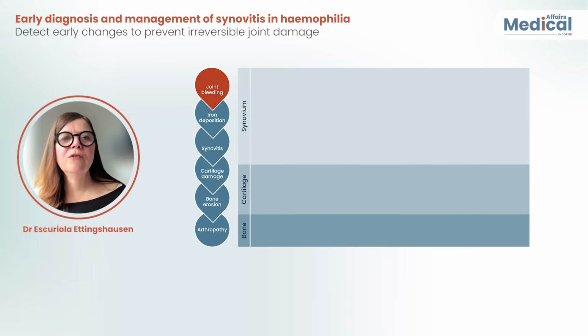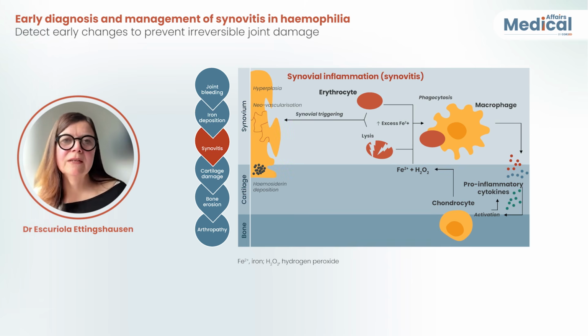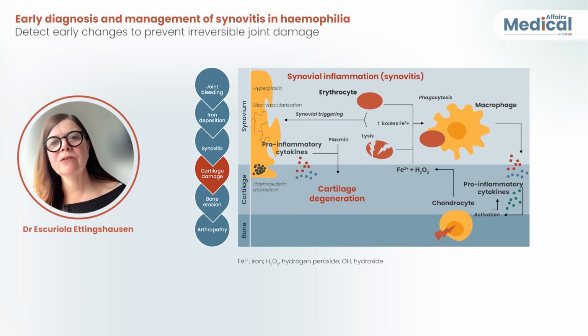Bleeding into the synovium can exceed the synovial capacity to remove blood. During a joint bleed, hemoglobin releases iron, which is stored in the synovium as hemosiderin. It triggers synovial inflammation and angiogenesis. The inflamed synovium becomes highly vascularized and fragile, therefore predisposing the joint to further bleeding and propagating a cycle.